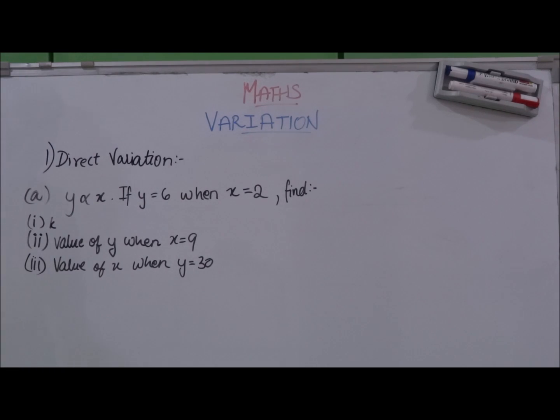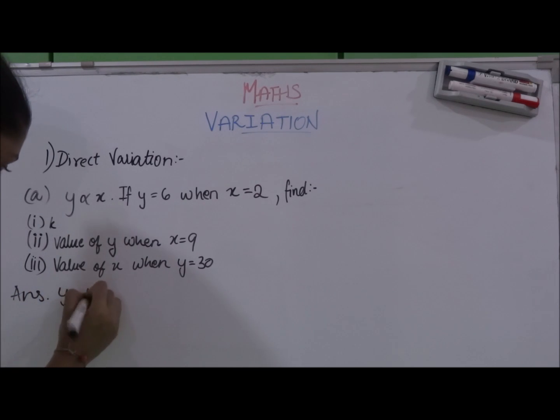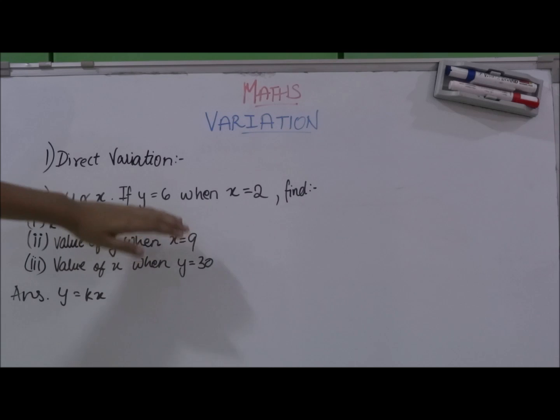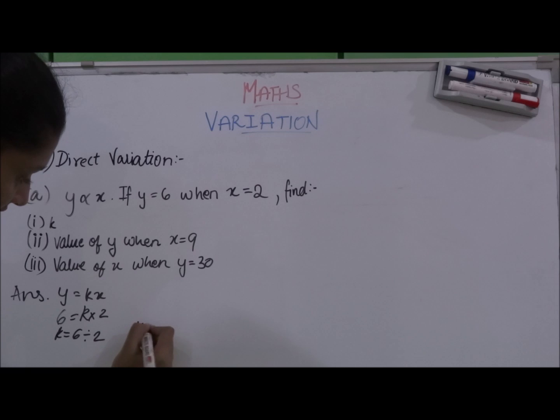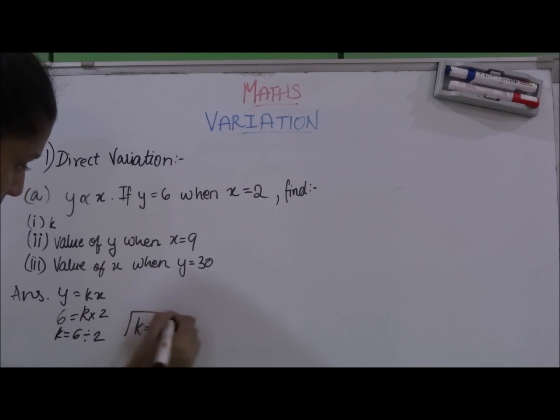So to solve the first one, we will use the equation y is equal to kx. Now we know y is 6 when x is 2. So 6 is equal to k into 2. k will be equal to 6 divided by 2, which means k is equal to 3.